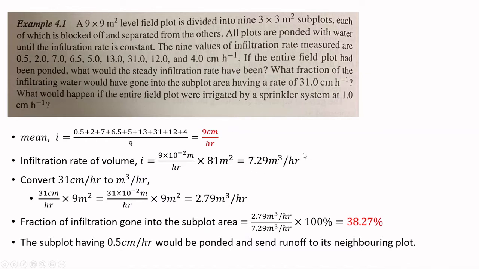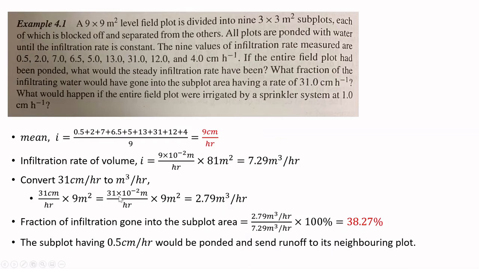Now this is a mean value. All right, this is the mean value. So now we can convert this 31 centimeter per hour rate of infiltration into a meter cube per hour also. So what we do here, take 31 centimeter per hour, multiply by the area of that subplot.